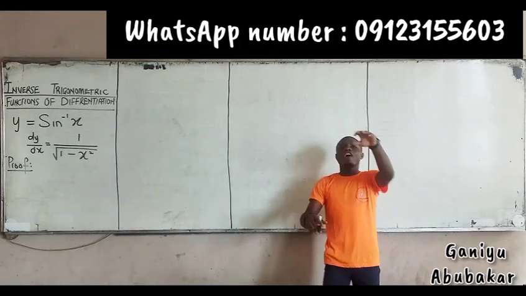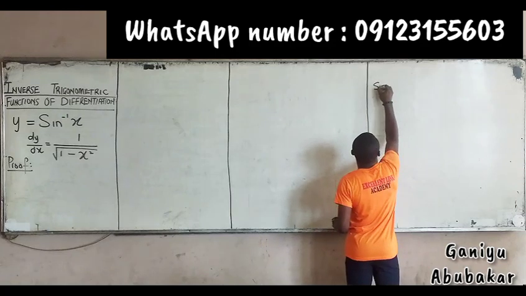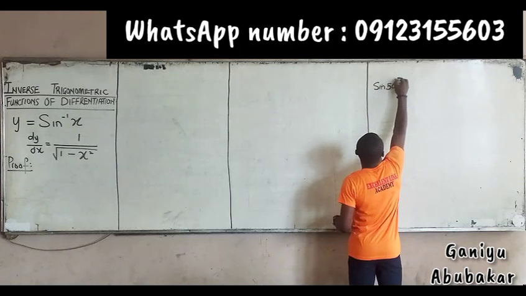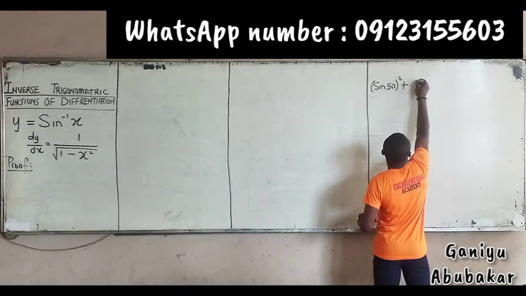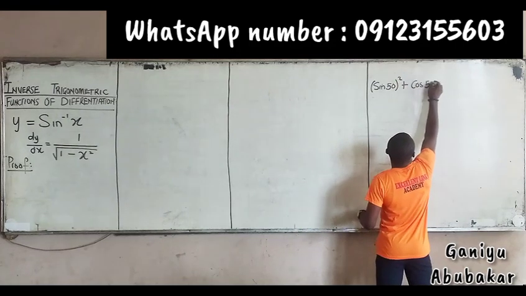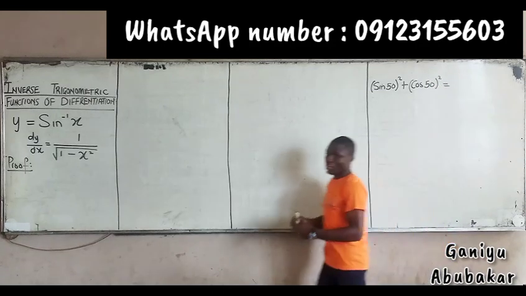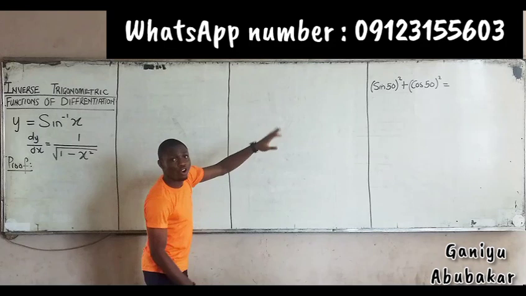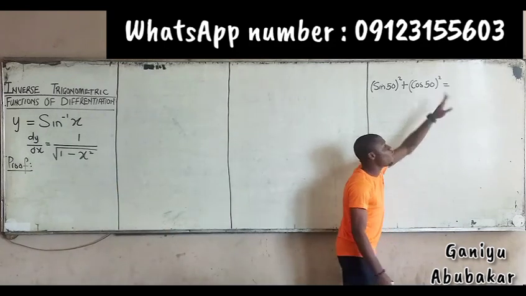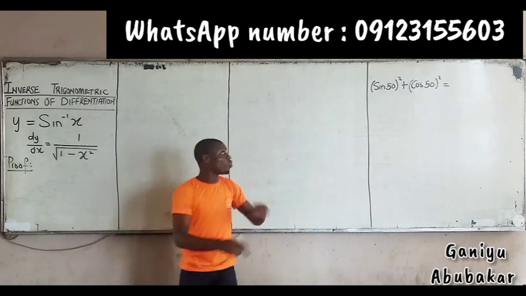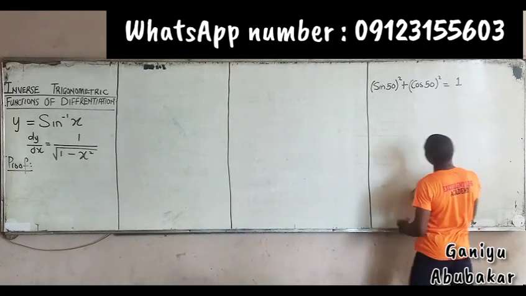Listen. Help me punch sine 50 all squared plus cos 50 all squared. Please give me an answer. If I punch sine 50 all squared, positive cos 50 all squared, what will be the answer? Of course, the answer there will be 1. I'll have 1 as the answer.